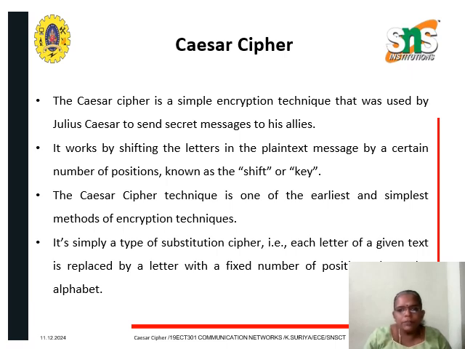For example, with the shift of 3, the letter A becomes D, B becomes E, and so on. Despite its simplicity, the Caesar cipher formed the groundwork for modern cryptographic techniques. It is simply a type of substitution cipher. Each letter of a given text is replaced by the letter with a fixed number of positions down the alphabet.